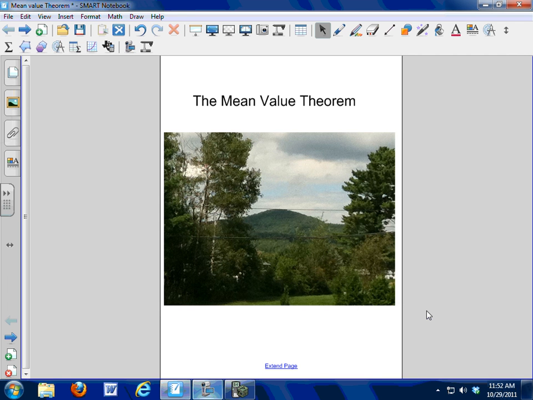You've seen this picture before, this one right there. Yeah, that's the view from my front porch. Remember, coffee, dog, morning, summer, that sort of thing. It's not really about the mean value theorem, but I digress.